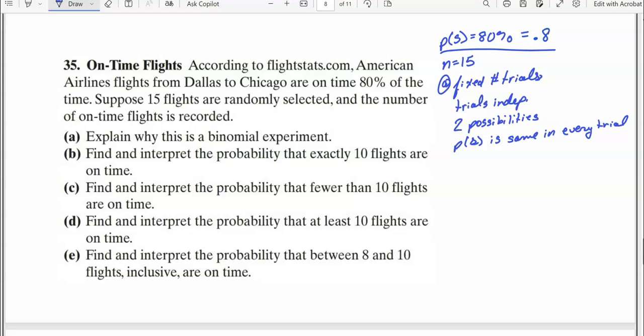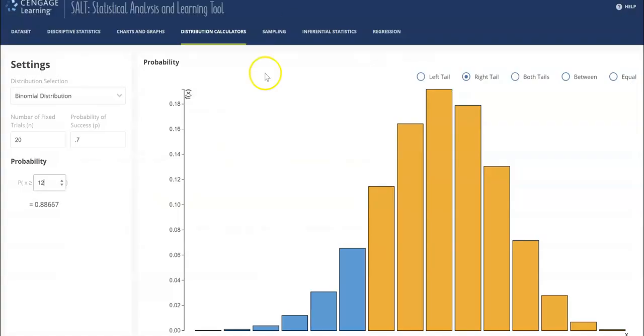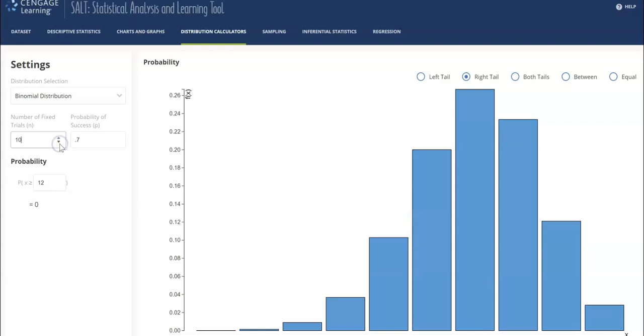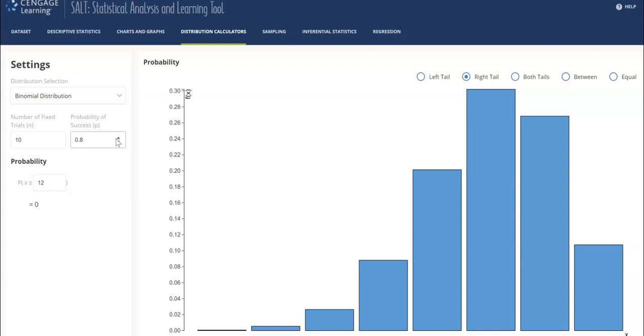B is asking us to find the probability of exactly 10 flights that are on time. So the probability of 10, we can go to our technology here. We need this to be 10. Probability of success is 80. And we are looking for exactly 10. We see that probability is 0.10737.